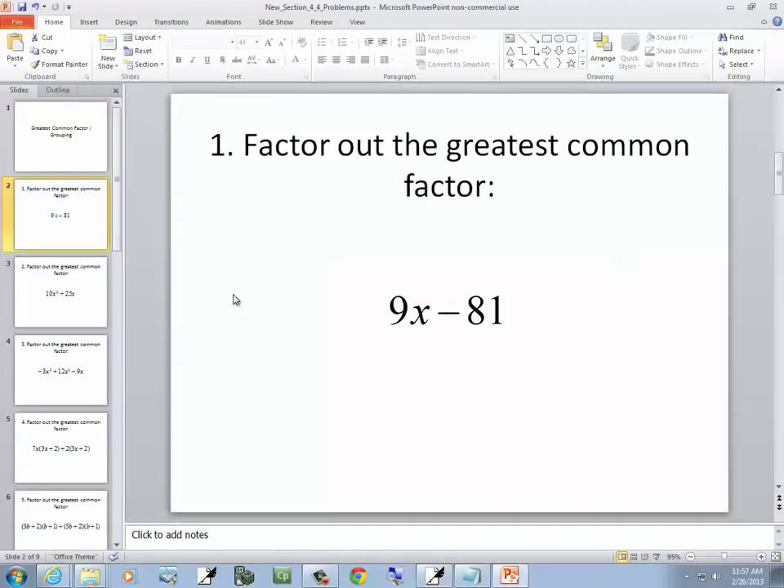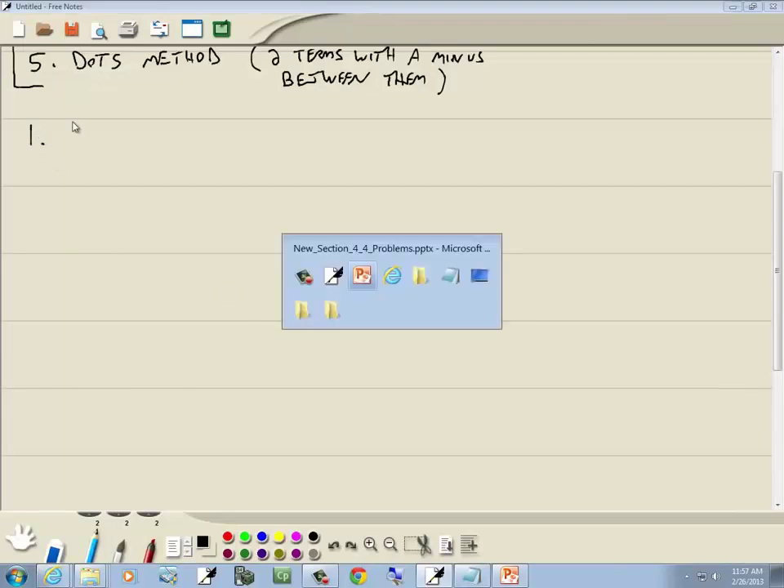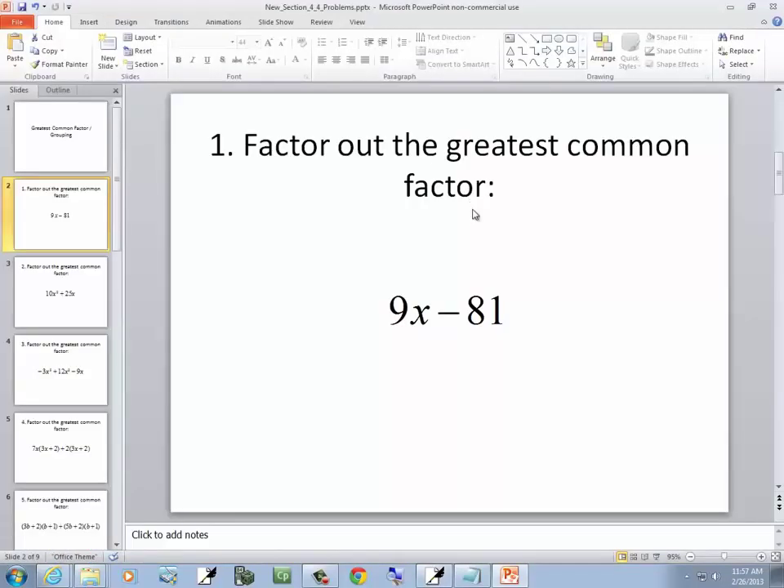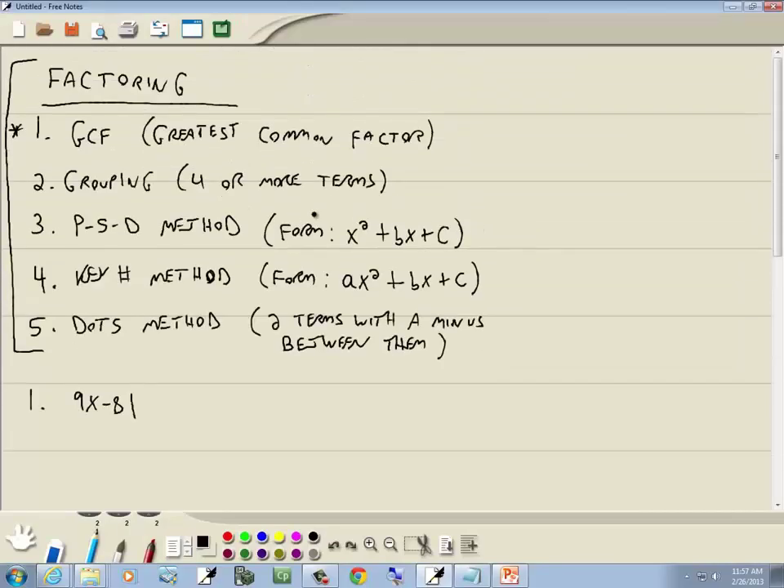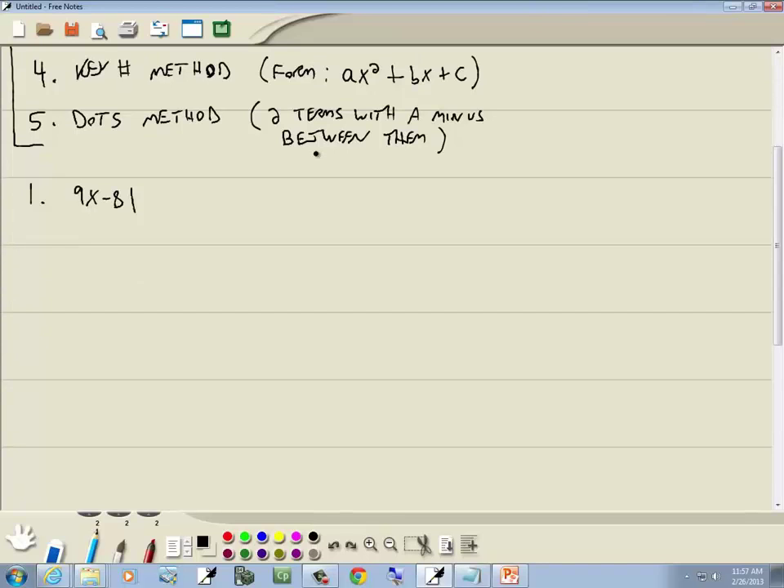Okay, let's look at our first one here. 9x minus 81. Now they say factor out the greatest common factor, but they wouldn't have to say that because I just start going through my techniques. And our first one says the GCF. Well, we got two terms here, separated by pluses and minuses. First thing I do is I look at the numbers, 9 and 81. And I think the largest number that divides into both of those would be 9. So we're going to factor out a 9.